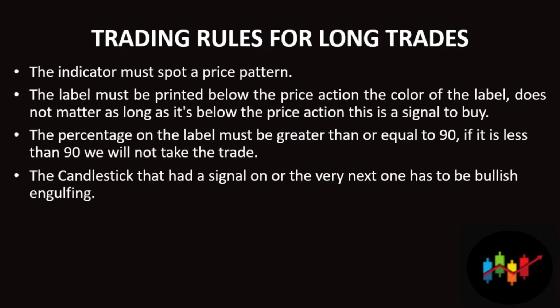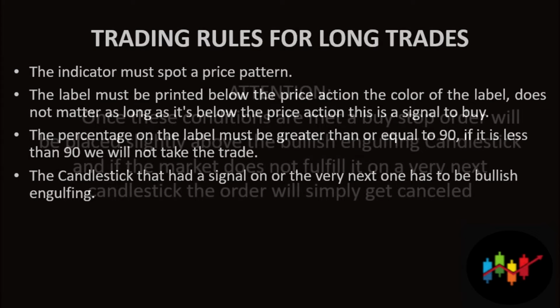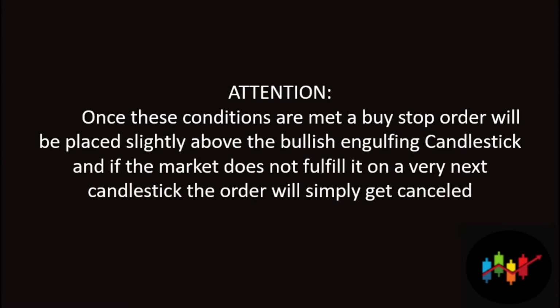Third, the percentage on the label must be greater than or equal to 90. If it is less than 90, we will not take the trade. Fourth, the candlestick that had a signal on or the very next one has to be bullish engulfing. Something very important is the following. Once these conditions are met, a buy stop order will be placed slightly above the bullish engulfing candlestick, and if the market does not fulfill it on the very next candlestick, the order will simply get cancelled.